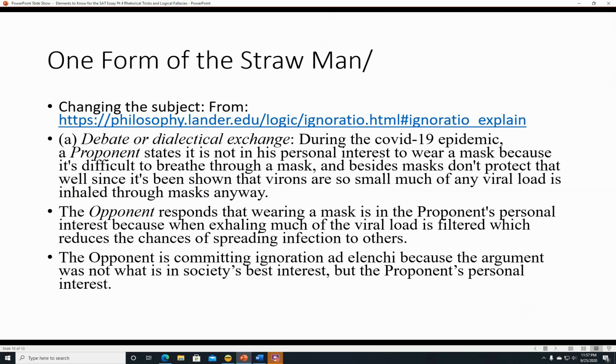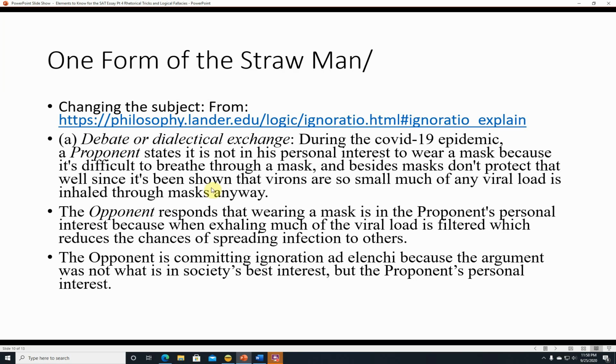And then another form of the straw man is changing the subject. So again, ignoratio elenchi, you have a debate or dialectical exchange, philosophy.lander.edu/logic/ignorantio.html. So in a debate or dialectical exchange during the COVID-19 epidemic, a proponent states it's not in his personal interest to wear a mask because it's difficult to breathe through a mask, and besides, masks don't protect that well, since it's been shown that virons are so small that much of any viral load is inhaled through masks anyway. This is a direct quote from that website.